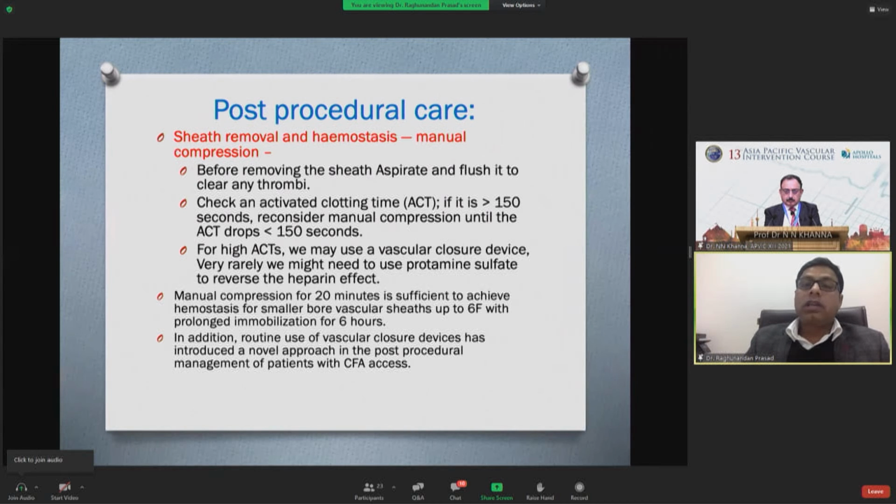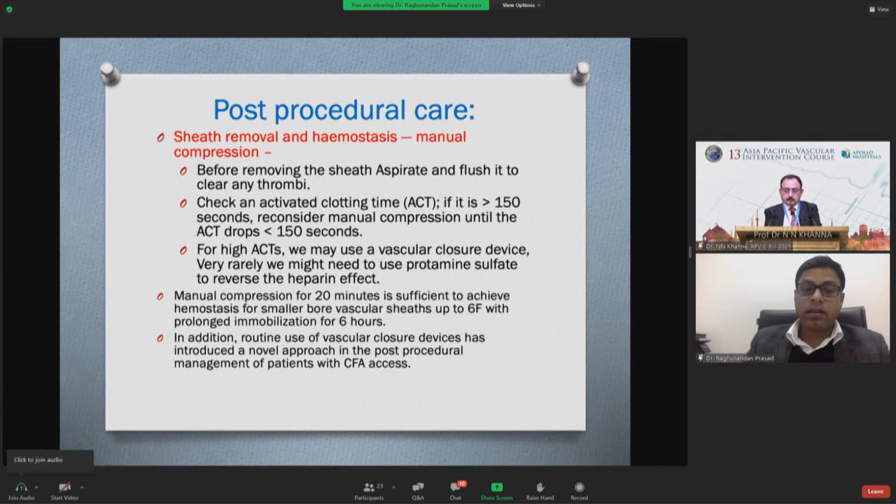First is the sheath removal or hemostasis. Most of the time it is manual compression, but manual compression should be done in such a way that we compress the artery at least 1 inch above the skin puncture site. And before doing this, we should always check the ACT. If the ACT is less than 150 seconds, only then should we try manual compression.